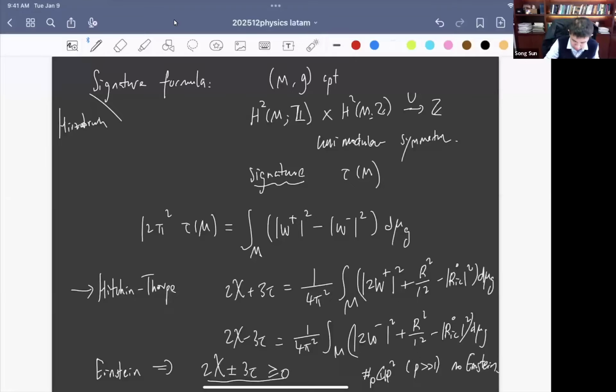So this already gives you an obstruction. This is better than just the Gauss-Bonnet term itself.